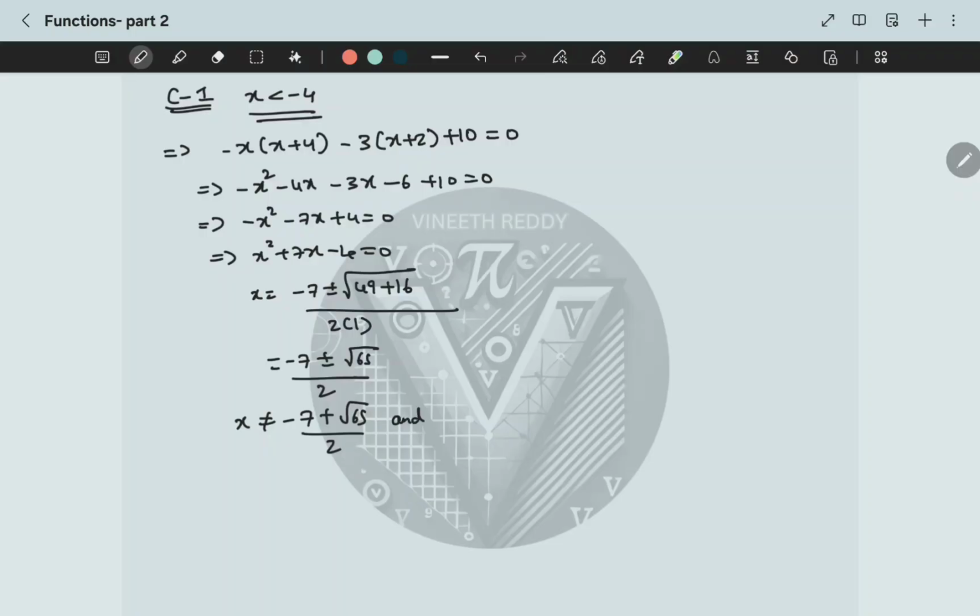And what about the negative value? Minus 7 minus 8 is around minus 15, so it is minus 7.5 something. So we can take this value, right? So x is equal to minus 7 minus root 65 by 2. As of now, we have one value of x. So let us go with case number 2.